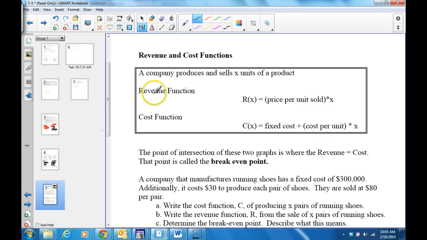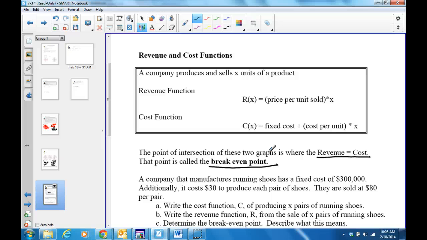Okay, the revenue function is how much you are paying per unit. Okay, so these two things are really important in this because we need to look at what point does the revenue equal the cost. That's called the break-even point. If your break-even point is too high or takes too long to get to, are you going to invest in that particular product? No. Okay, it has to have a quick turnaround.